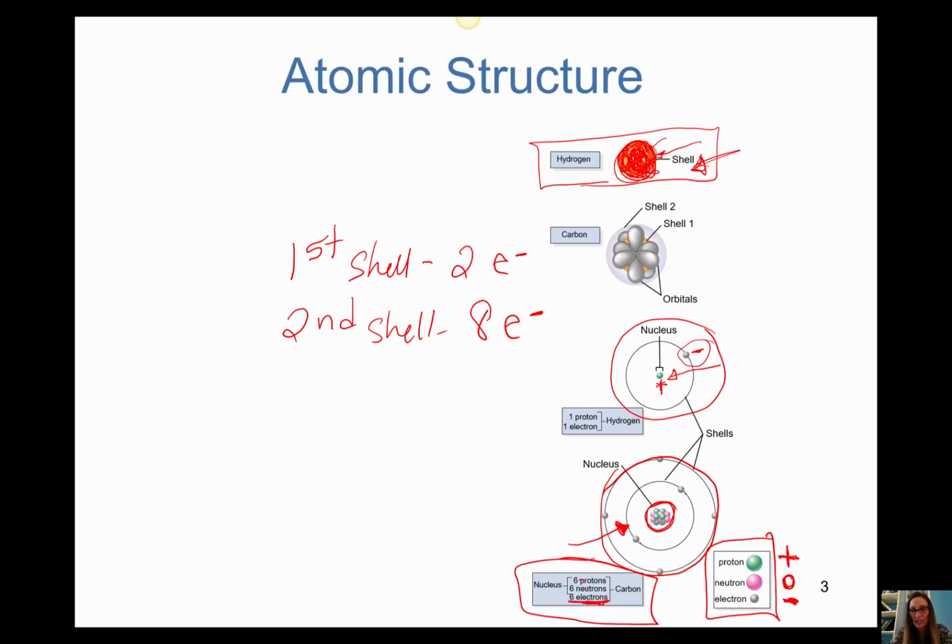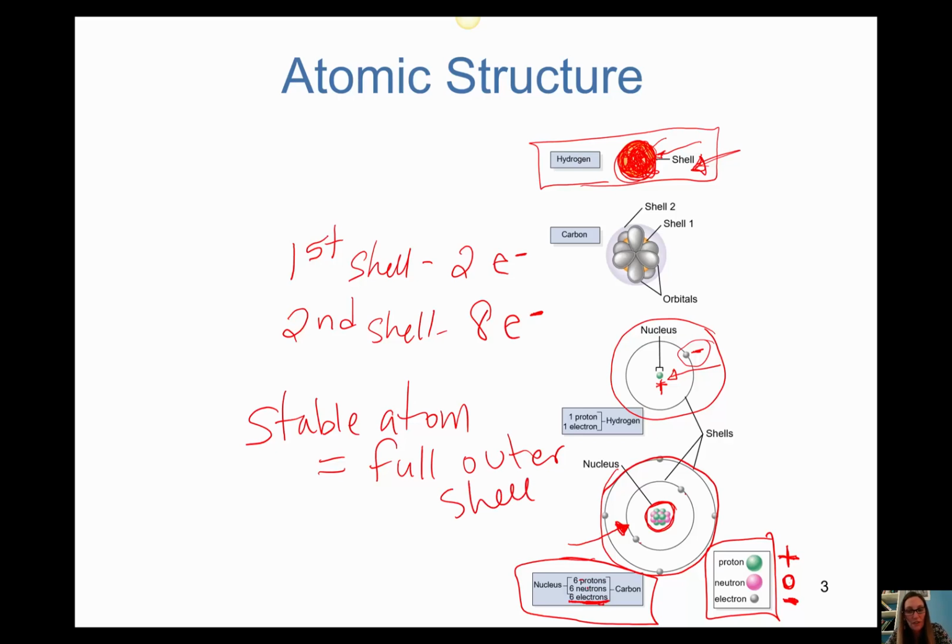If it did have a full second shell, then we would call it stable. A stable atom has a full outer shell. It doesn't matter how many shells it has, but the very outermost one, if it is full, then it'll be stable, which means it is not going to form any bonds with other atoms. It's going to be chemically stable, so it's not reactive. If it doesn't have a full outer shell, like carbon, it is unstable. Unstable means it will have chemical reactions.